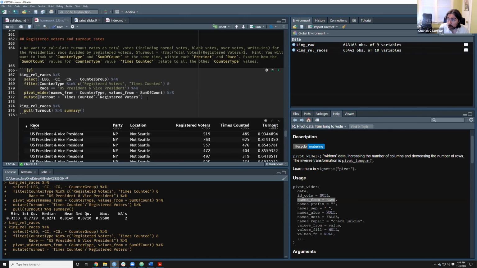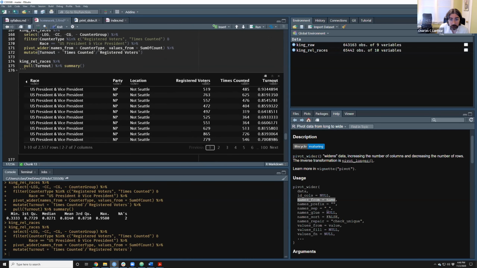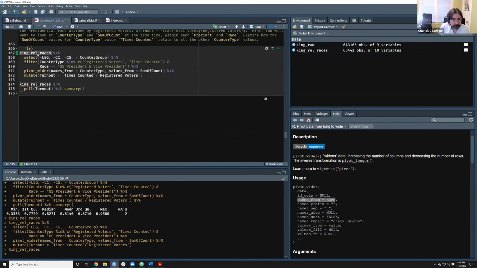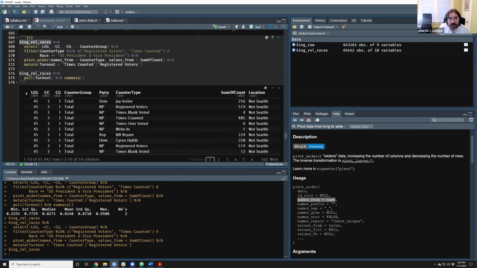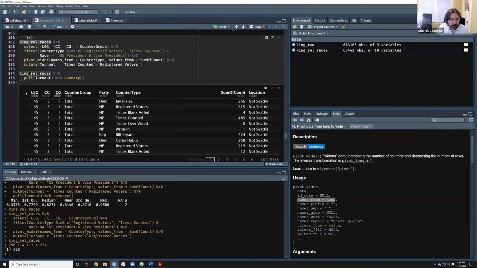Okay. And here's to answer that question in chat. Why do we use times counted? The reason we use times counted is if we look at the original data, which looks like this, if I scroll over, say, within a district for the governor's race, we'll see that if I take the total number of votes cast for the governor, that's 256 from Jay Inslee, 4 blank votes right here, 1 write-in, and 224 for Bill Bryant, it gives me 485.